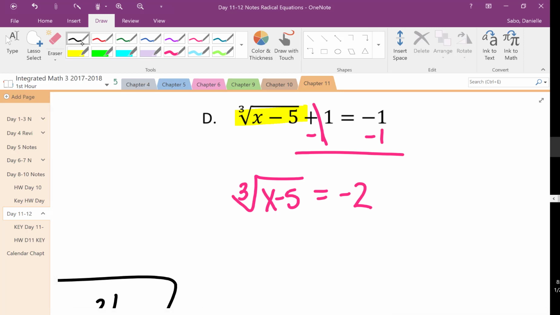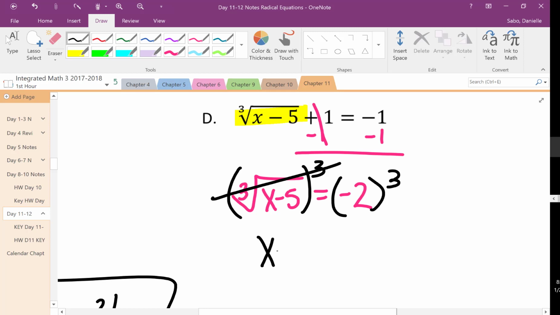Again, what now am I going to raise both sides to what power? 3. Very good. Take it from here.